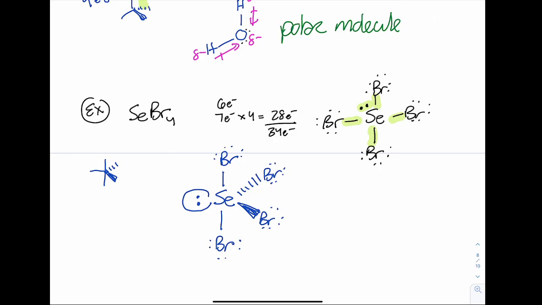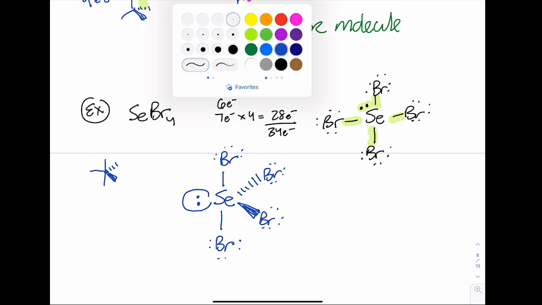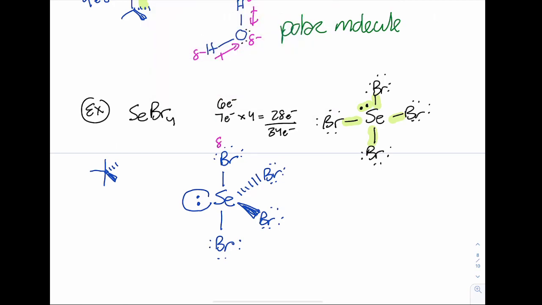I'm now going to assign my bond dipoles. Bromine is more electronegative than selenium is, so they're all going to get partial negatives. They get the greater share of those bonding electrons. Selenium gets a partial positive because it has the smaller share. So then these electrons are being pulled towards bromine. These are pulled towards bromine, and then pulled towards the last bromine.